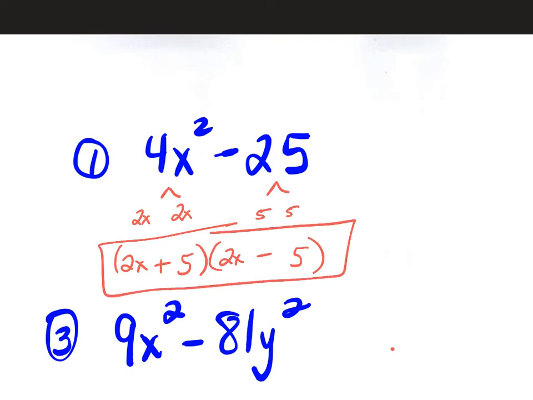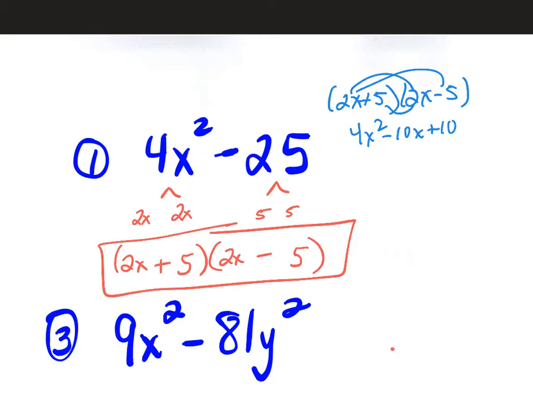Now, if I foiled this back out, let's just check this real quick. I have 2x plus 5, 2x minus 5. I suggest, guys, when you take your test on Tuesday, that you check this and foil it back out. 2x times 2x is 4x squared. 2x and 5 is negative 10x. 5 and 2x is plus 10x. 5 and negative 5 is negative 25. What happens to positive 10x and negative 10x? They cancel out. Are we left with 4x squared minus 25? Yes, we are. So make sure that you guys take a second to check. We okay?